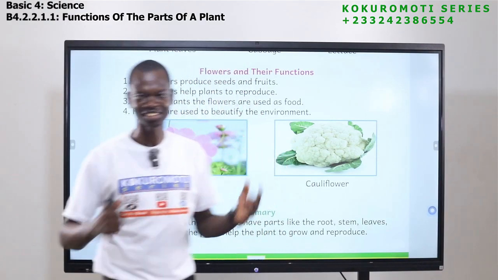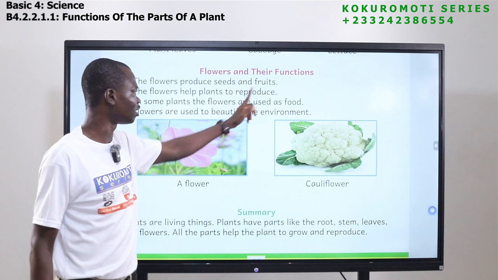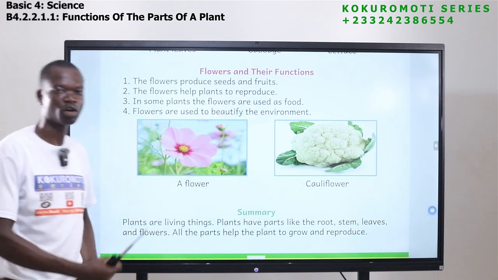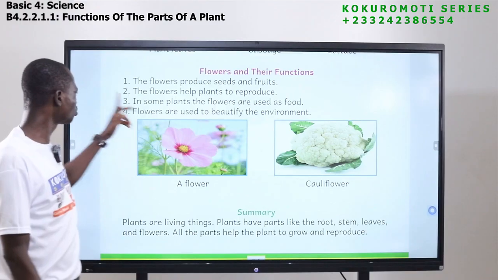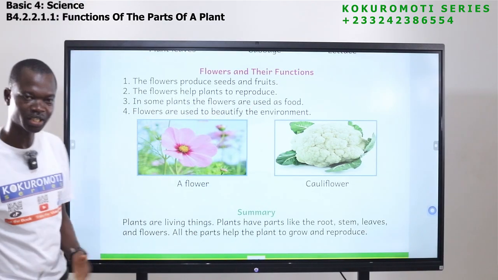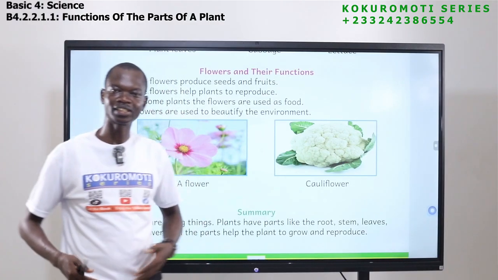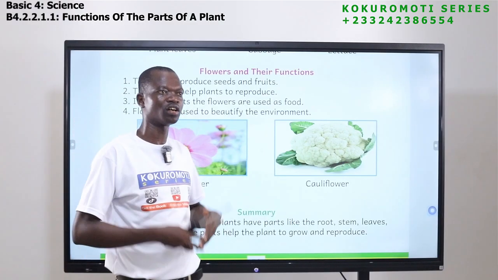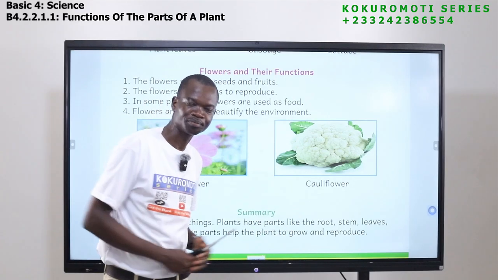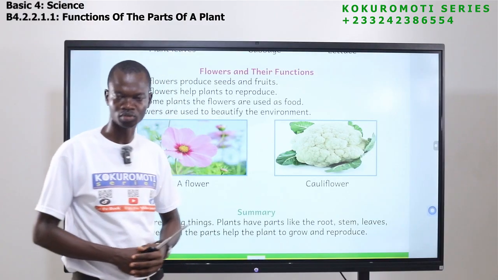So let's look at the functions of flowers. One, the flowers produce seeds and fruits. The seeds that we get, the fruits that we get, they all come from flowers. Two, flowers help plants to reproduce. For a plant to get a new baby, to reproduce, to get a new offspring or a new young one, it is the flower that helps the plant to do that.